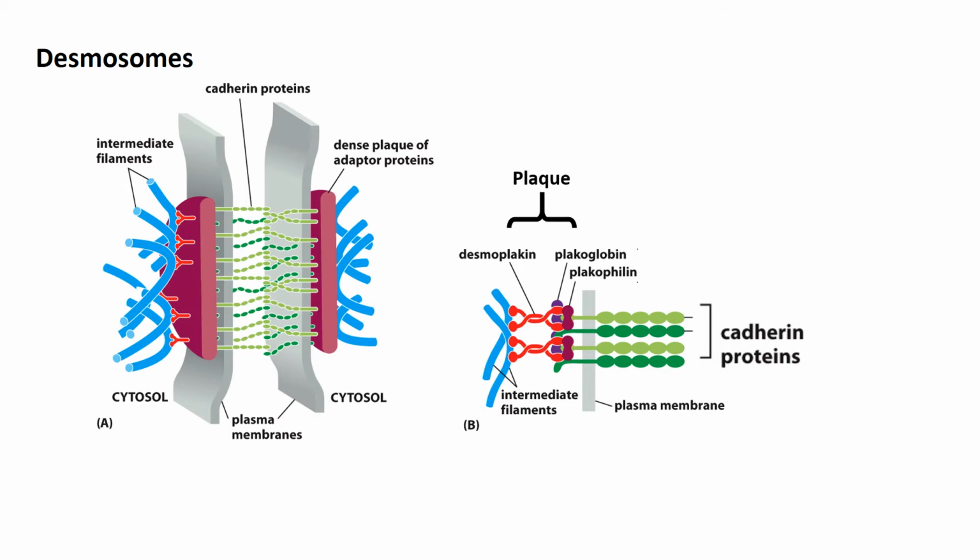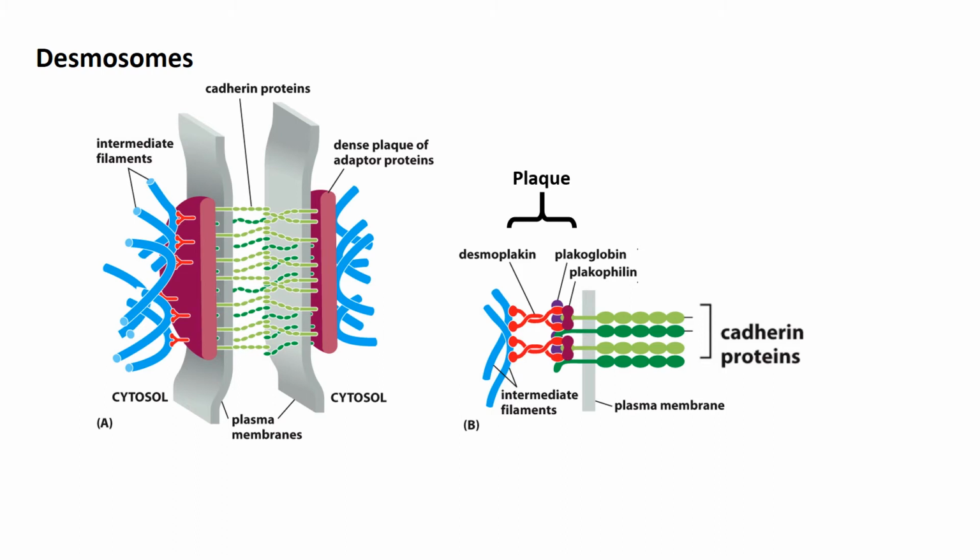The adapter proteins, as you see here, that form the plaque are different in desmosomes than they are in adherens junctions. That allows for association with different cytoskeletal elements. I don't care that you know the names of these adapter proteins, but I do care that you recognize that the adapter proteins in these two types of anchoring junctions differ.